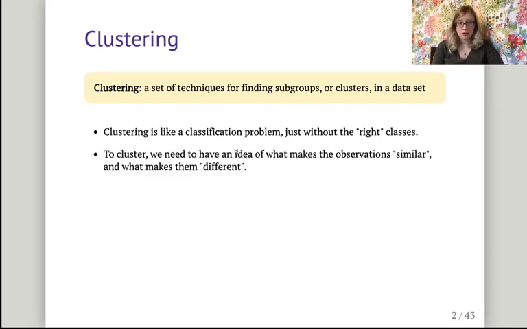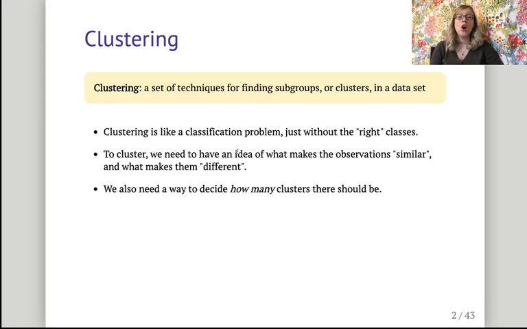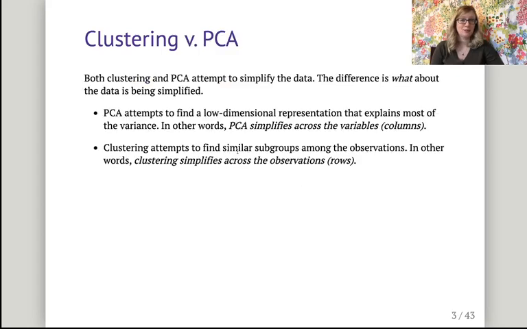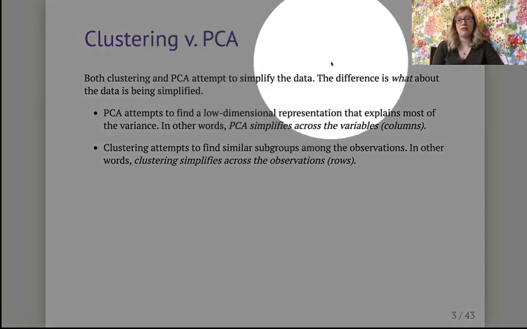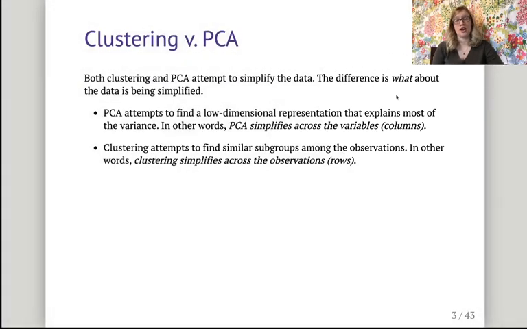To cluster, we need to have an idea of what makes the observations similar and what makes them different. In most cases, this becomes a Euclidean distance sort of measurement. We also need a good way to decide how many clusters there should be. This is trickier. There are some similarities between clustering and principal components, namely both are unsupervised, both attempt to simplify the data. The major difference is what we're trying to simplify.